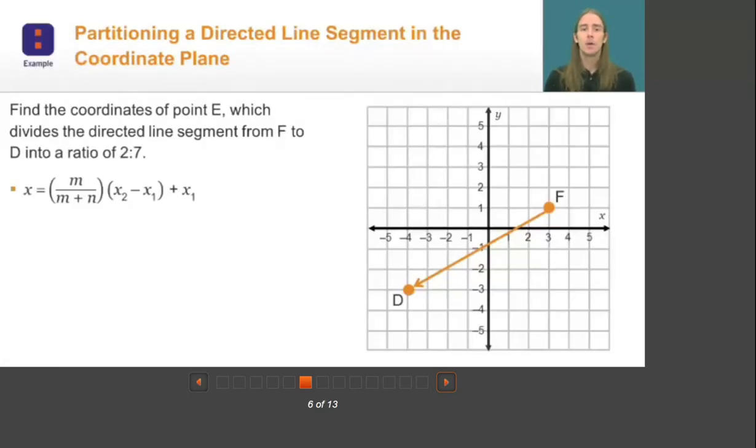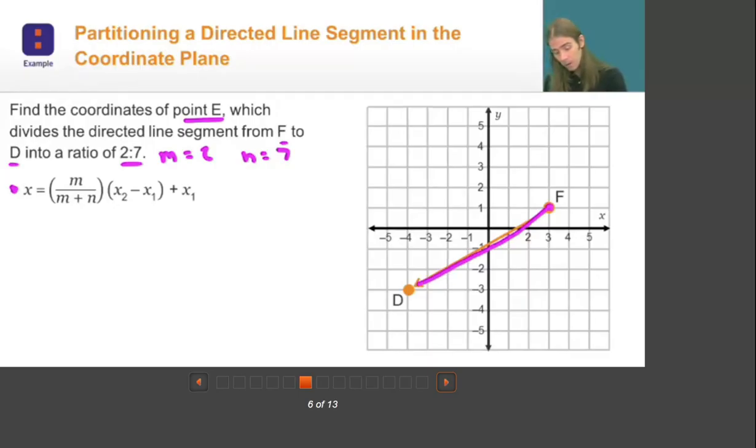Here in this problem, we're asked to find the coordinates of a point E that divides the directed line segment that goes from F to D in the ratio of 2 to 7. We can use this rewritten section formula, and for this one in particular, I need to know that m is 2. I need to know that n is equal to 7. It looks like I also need x1 and x2. I can read that from the graph.